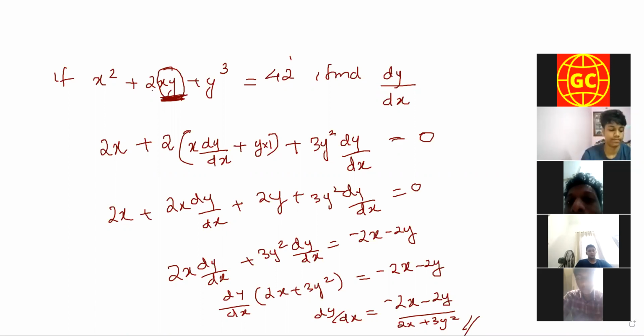Then the implicit function is another exercise. In that also you will have many questions. If you do more questions, you'll be more and more thorough with that topic. Okay. Is implicit function clear now? Yes, miss. Okay, I will give you one more question.